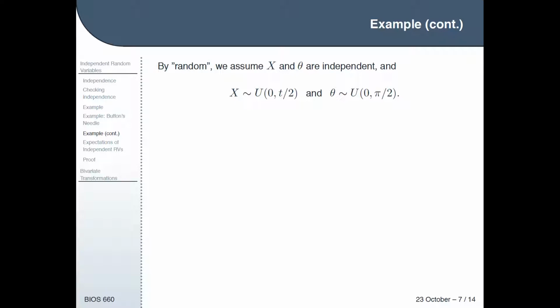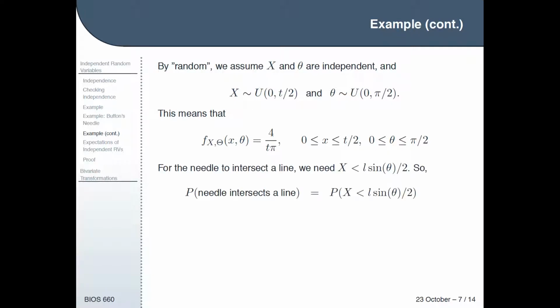No, I take that back. No, I guess that's right. We're defining it to be the acute angle, so that if it's pointing in the other direction, you just rotate it. That makes the math slightly simpler. And since they're both uniform, both independent of one another, using the same logic that we had before, that means the joint PDF is 4 over t times pi. And the only thing that we have to do is figure out what region we need to integrate over.